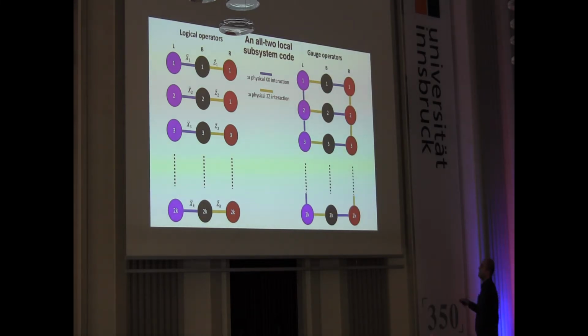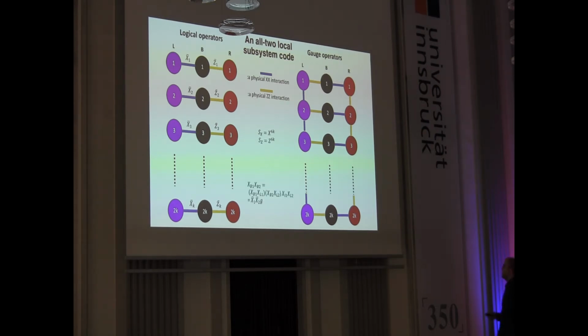Gauge operators on the same set of qubits would be these XX and ZZ interactions. After a little bit of calculation, we can see that the stabilizers of this code are non-local, so they are on all the 6K qubits. But the gauge operators that I have to implement are 2-local. And that's the important part.